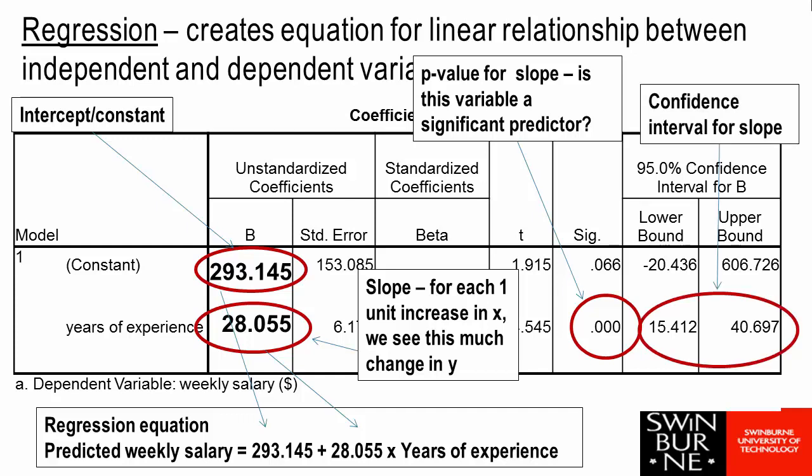Our final columns give me a confidence interval for the slope. So whilst the slope of my data in my sample is 28, I would expect that in fact for the population the slope is somewhere between 15 and 40.